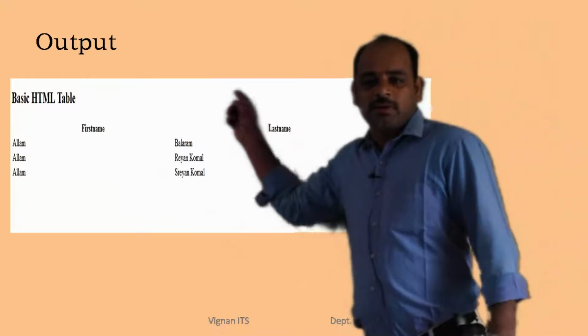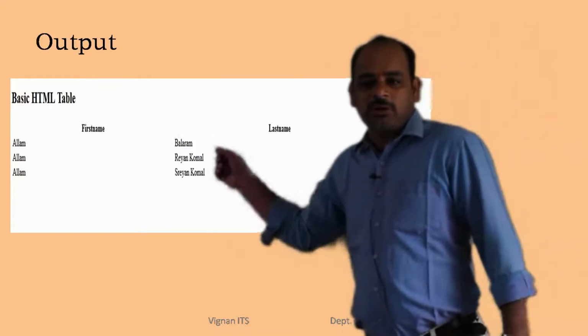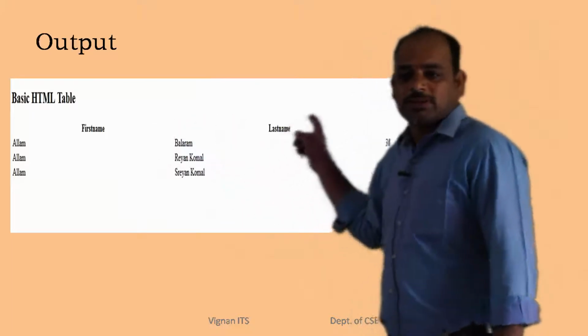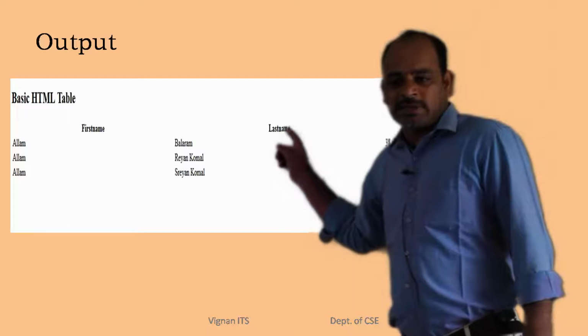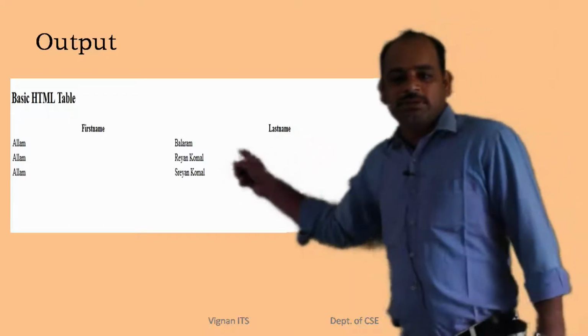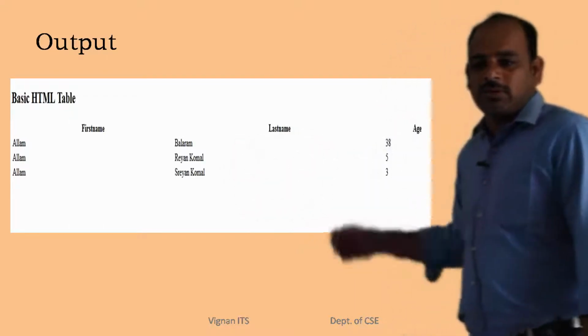Again, here we have 3 rows and 3 columns. See here, first name, last name, and age are table headings. By default they are aligned center to the columns, and these are the 3 rows inserted and 3 column values here, right?